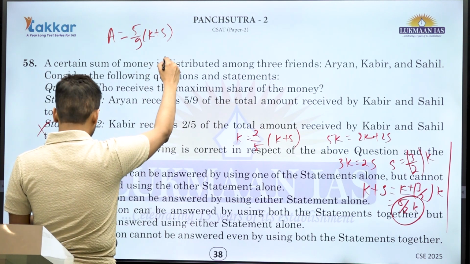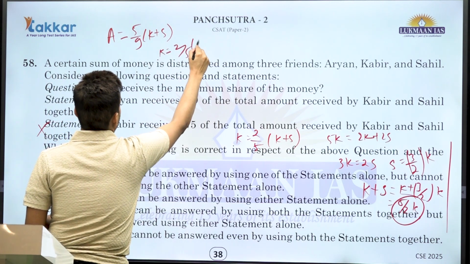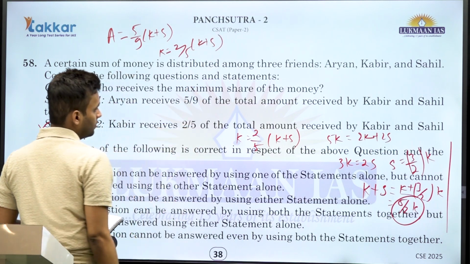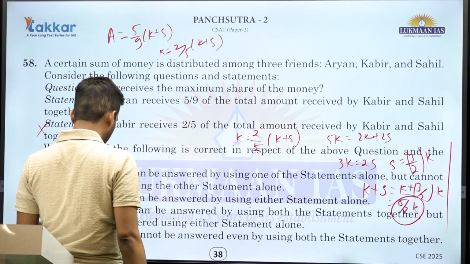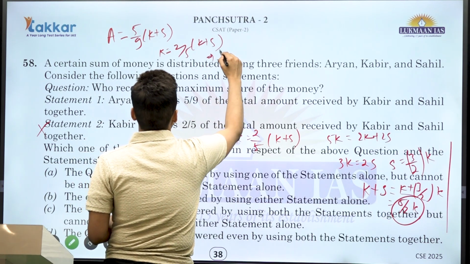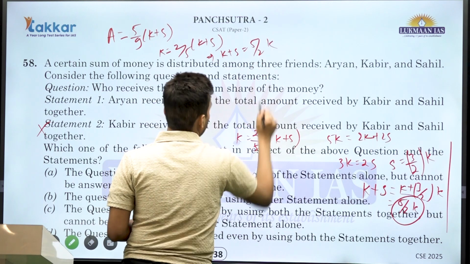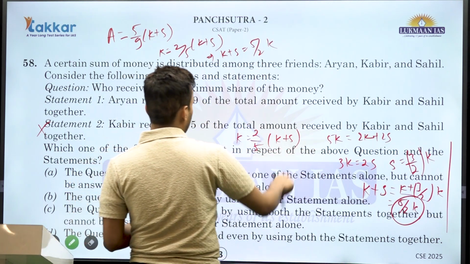And then K is 2 by 5 times of K plus S from here. Okay. And what is the value which we got? K plus S is equal to 5 by 2 times of K. We are just repeating the same thing that we have done there. Okay.